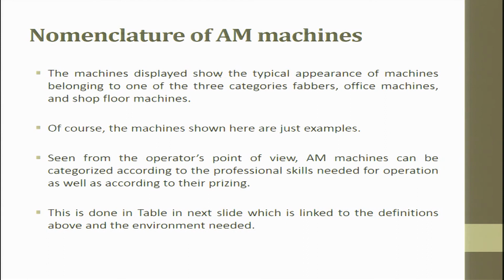The machines displayed show the typical appearance of a machine belonging to one of the three categories: Faber, office machine and shop floor. Of course, the machines shown here are just examples. So, seen from the operator's point of view, additive manufacturing machines can be categorized according to the professional skills needed for operation as well as according to the pricing.